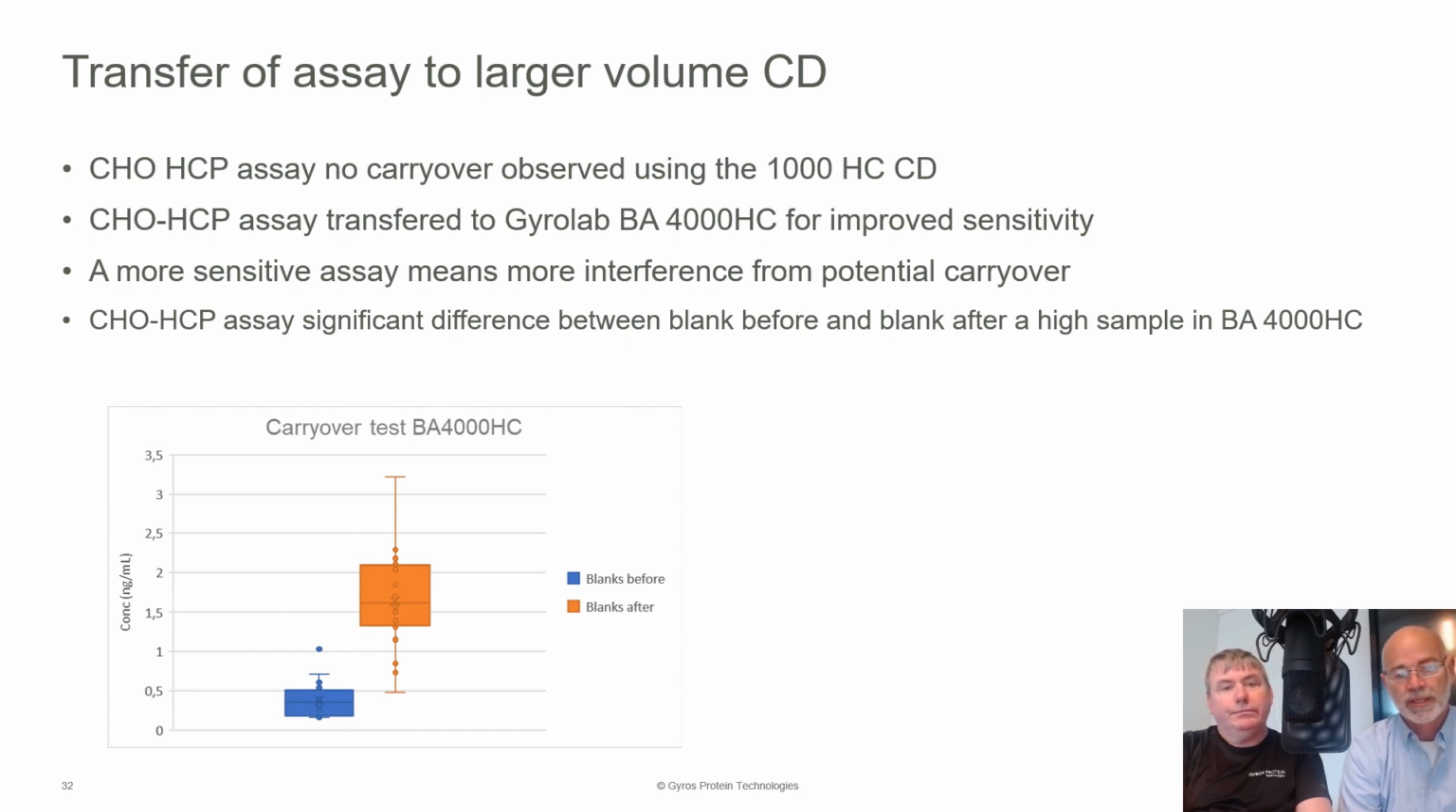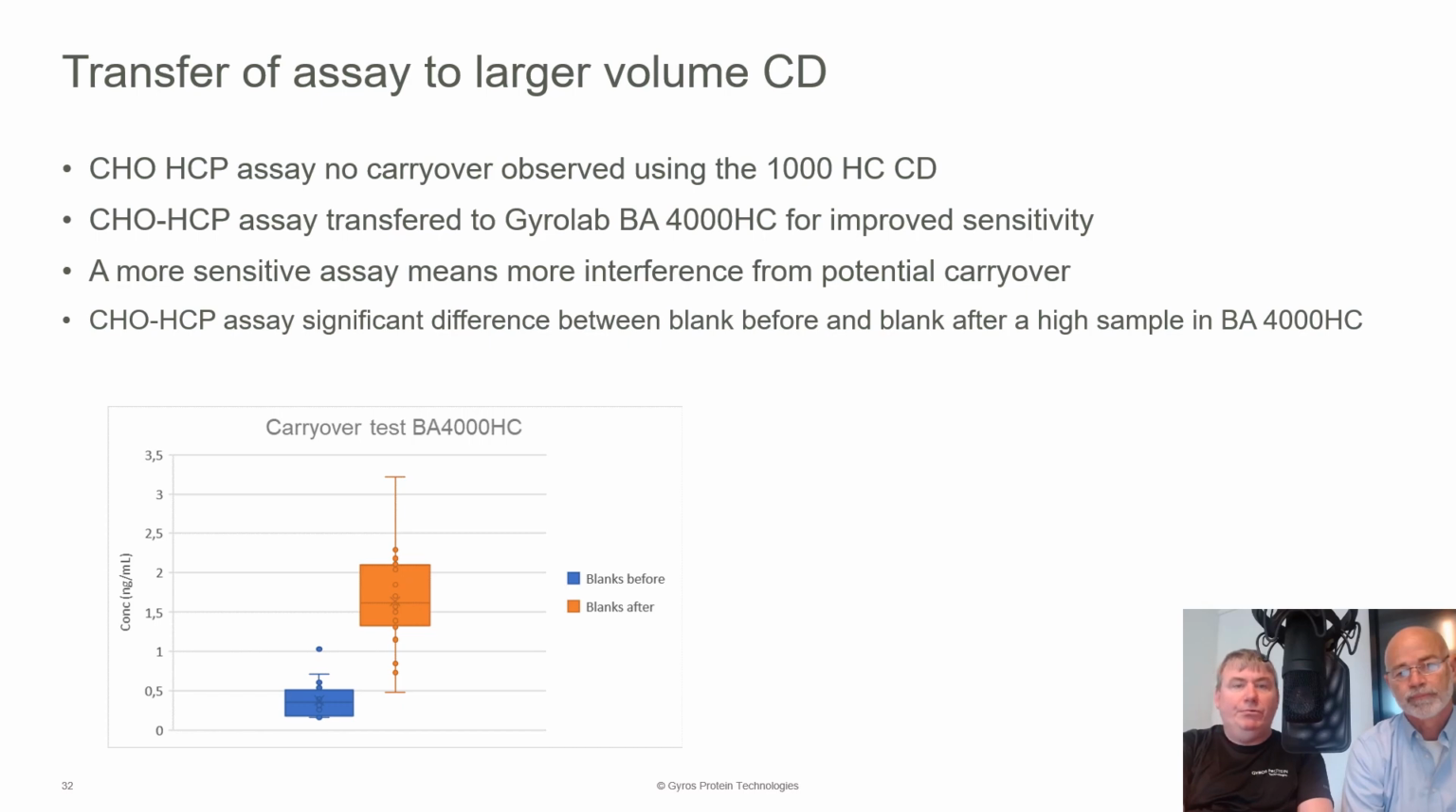And you can see this in the blank-high-blank test below, where the blanks before and then the blanks after show a significant increase in the amount of signal that was observed there. So now that's suggesting that we need to do something about the carryover problem in this particular run.